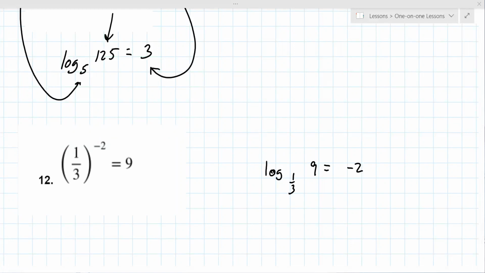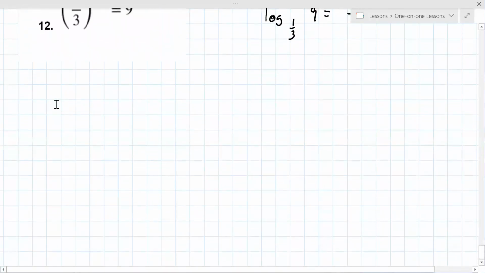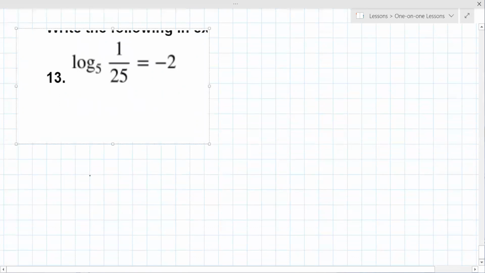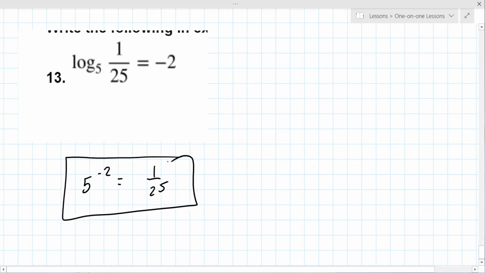All right, on to number 13. Now 13's going backwards. Math is forwards and backwards, and this one is no different. It should be easy. 5 to the negative 2 equals, and this is all you have to do. You're done. There's no extra step here. Sometimes there's this desire to do more, or you wonder, am I done? Yes, you're done.